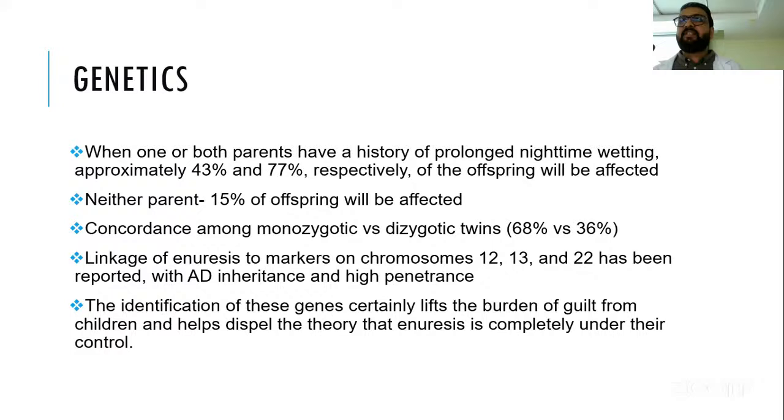Coming on to the genetics, if one parent had bedtime wetting, it is seen in 43%. If both parents were affected, it is seen in 77%. Neither parent, 15%. And concordance in monozygotic versus dizygotic is 68 versus 36. The linkage to chromosome 12, 13, and 22 have been reported: autosomal inheritance pattern and high penetrance. The identification of these genes lifts the burden of guilt from the child and dispels the theory that enuresis is completely under their control.